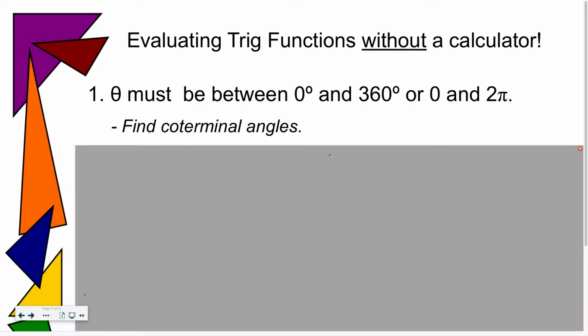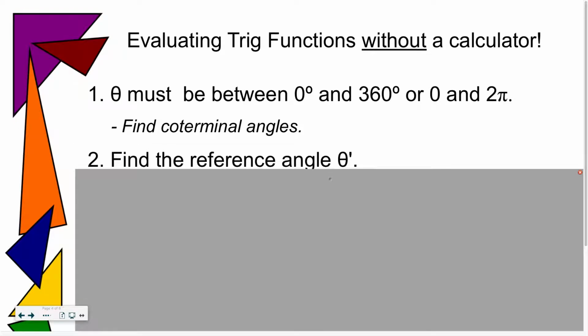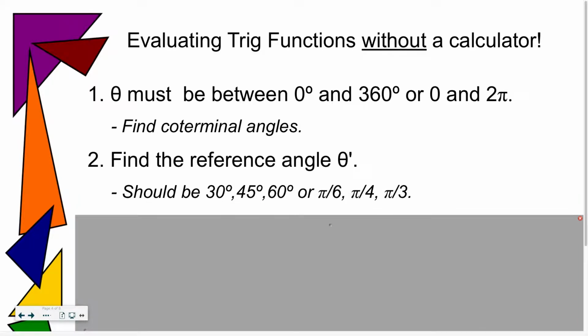So that kind of goes to Kenzie's question, did I draw the negative angle or the positive angle? You really want the one that's between 0 and 360 or 0 and 2 pi so you can do the reference angle. So just get it right away. Okay, so step 1, find the coterminal angles. Step 2, find theta prime, which you should recognize is the reference angle.